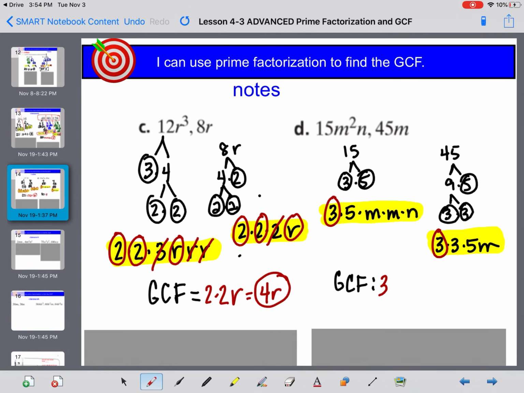I see a 3 in both lists. I see a 5 in both lists. I see an M in both lists. I do not see a second M or an N or a second 3 in both lists. So then I write down what is in common, a 3, a 5, and an M. Then I simplify it and get 15 times M or 15M.